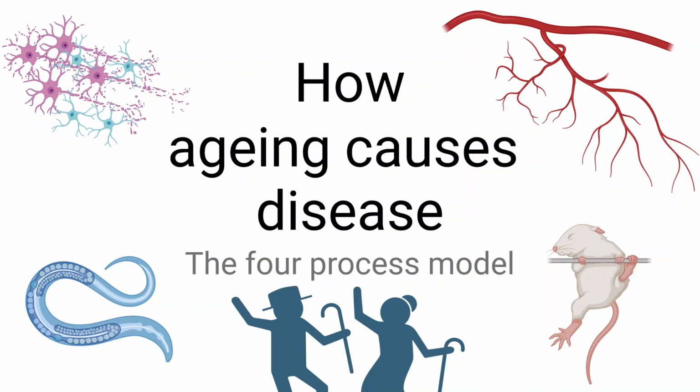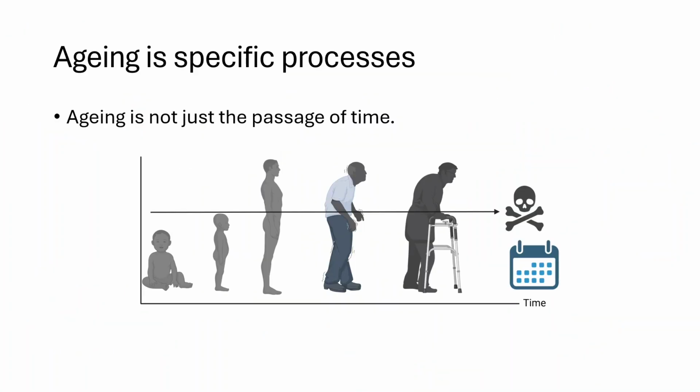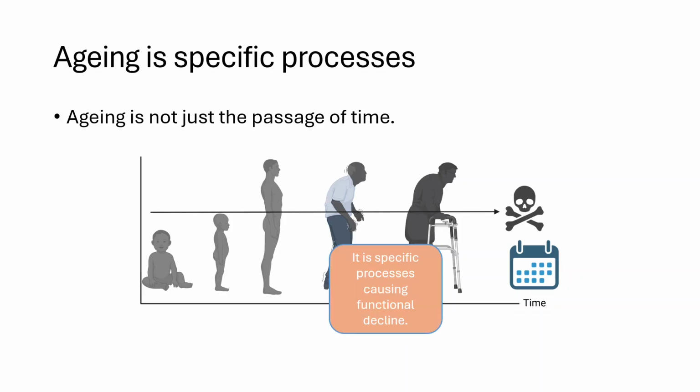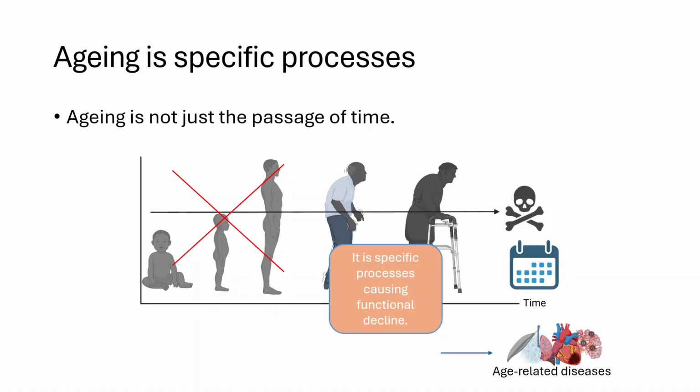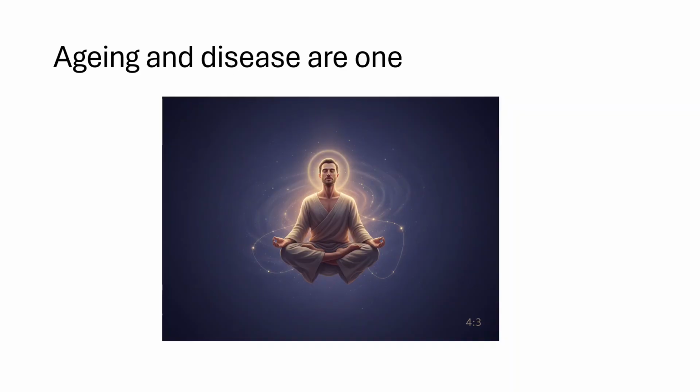So let's talk about how aging causes disease. First of all, it's important to remind ourselves that aging is not simply the passage of time. It is a specific process, and it is not increasing robustness, but reducing robustness, leading to age-related diseases. So to put this another way, aging and diseases are one. They are the same. It's not that aging increases the probability that other things will cause diseases. Age-related diseases are a direct result of aging. They are part of the same process.